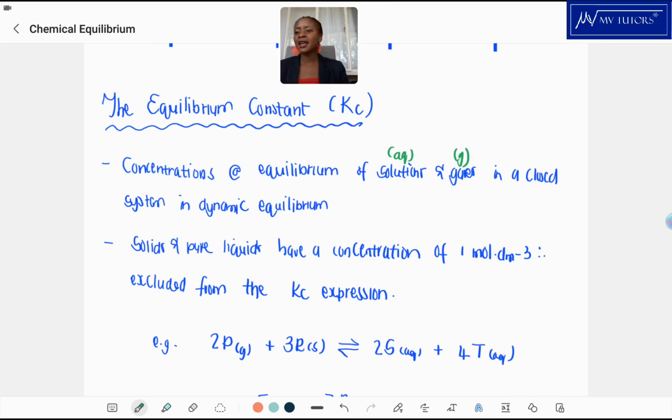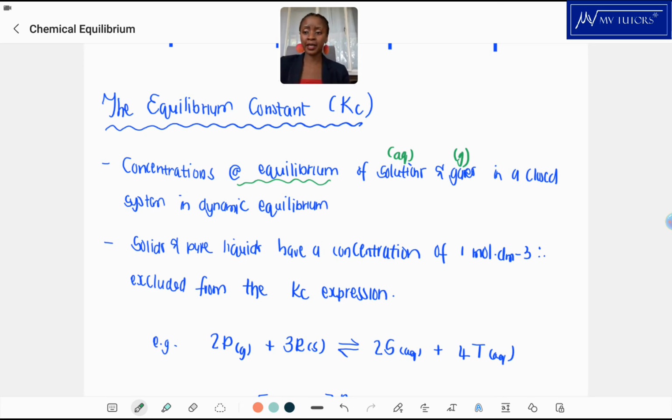Your solids and your liquids have a concentration of 1, which doesn't really make a difference in our calculation, so we don't consider them. But your gases and your solutions have a certain concentration at equilibrium. An important thing is you don't just take the concentration initially or during a change. No, we're looking at the concentration at equilibrium. Like I said, solids and pure liquids are excluded from this Kc constant. And because it's a constant, this Kc expression does not have units.